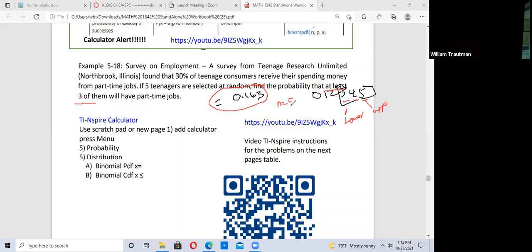N equals 5, the number of trials. P equals 0.30. Or you could hit 30%. There's got to be a percent symbol on here somewhere. I just don't know where. I'm sure it's in there, probably on the menu or something. Oh, it's probably on numbers. There's got to be a percent symbol in here somewhere, or you just change everything to decimal equivalent.